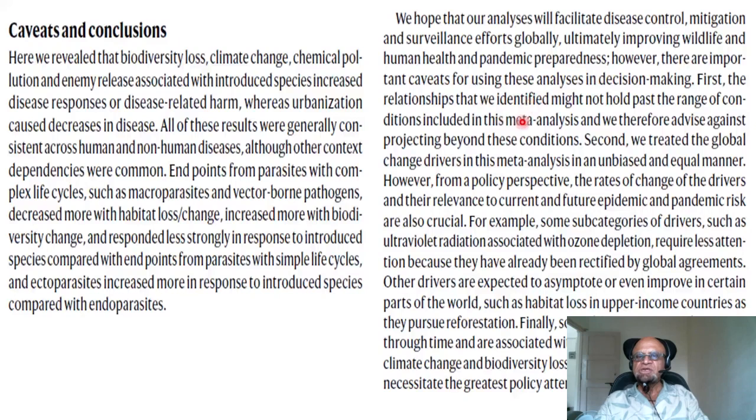So first, the relationships that we identified might not hold past the range of conditions included in this meta-analysis, and we therefore advise against projecting beyond these conditions. So if you want to add climate change to these things, the story may be more complicated. Secondly, we treated the global change drivers in this meta-analysis in an unbiased and equal manner. However, from a policy perspective, the rates of change of the drivers and their relevance to current and future epidemic and pandemic risks are also crucial, which are not considered here.